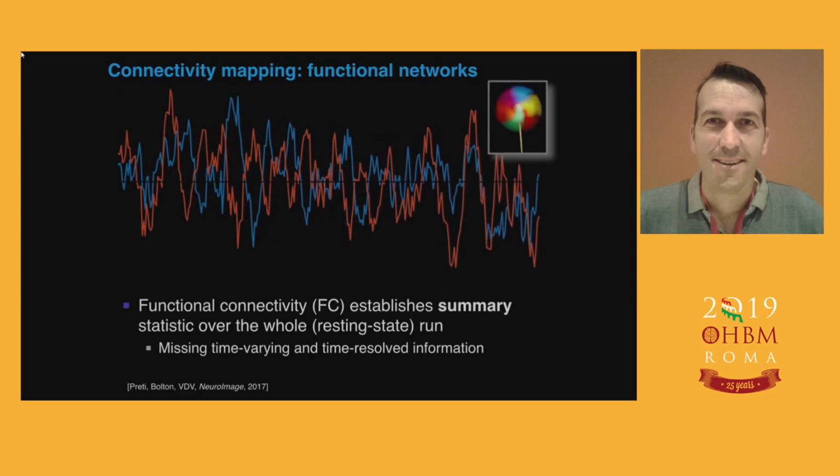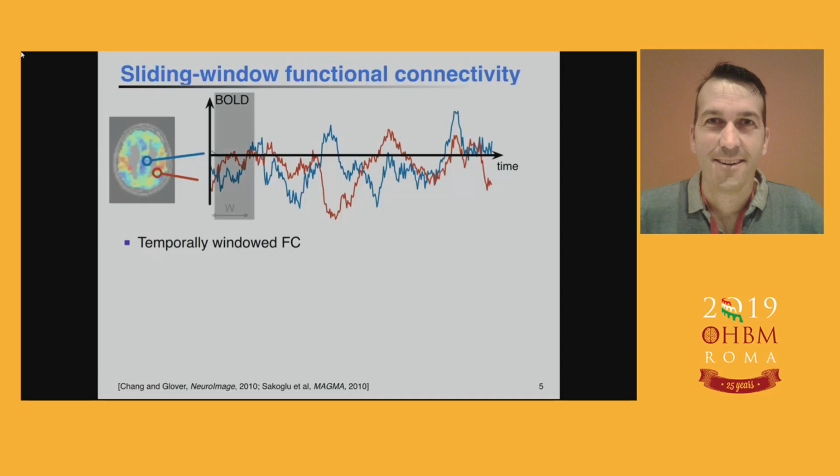Now, functional connectivity in this conventional way is a little bit like a single snapshot of a spinning pinwheel. It's like a summary statistic, and it misses all time-varying and time-resolved information, which supposedly is present in the data. And so that's something we like to address in this talk here.